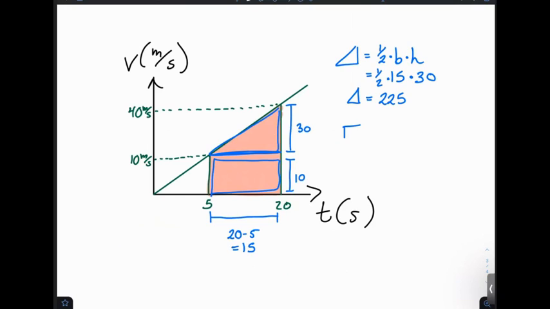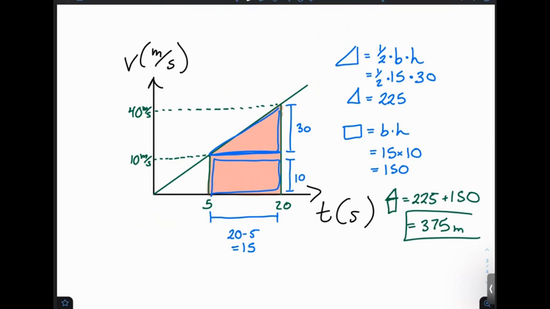And then I can do the same thing for the rectangle, but the area of a rectangle is just base times height. And so now that is 15 times 10. And so that's just 150. And so to find the total displacement between 5 and 20 seconds, I add these together. And so I get, for the trapezoid, 225 plus 150, which gives me 375 meters as my answer for how far I went.